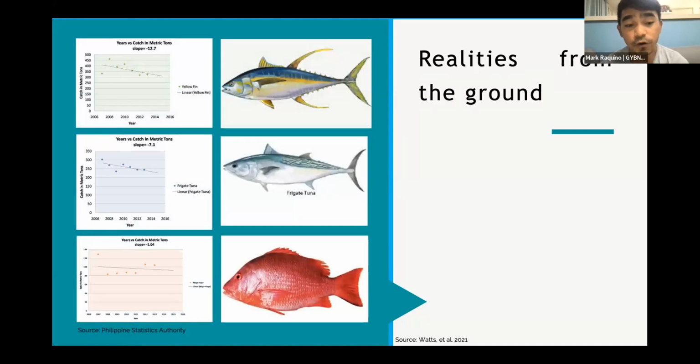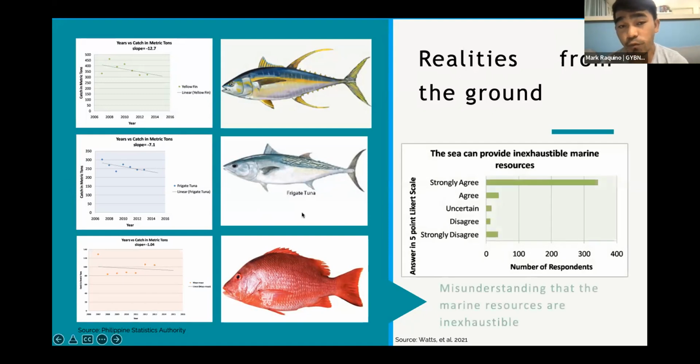So in the Philippines, according to the Philippine Statistics Authority, some of the tunas are actually declining. As you can see in the figure, I'm showing you some of the species which are economically important for the Philippines. And as you can see on the graph, they are not slowly declining. There's a huge decline. If you can see the slope, there's a steep slope of decline of the fisheries.